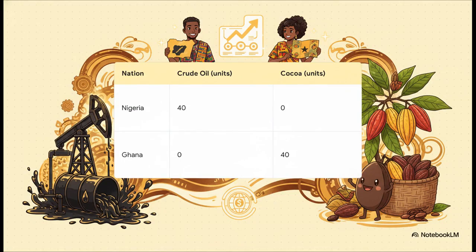So here's the magic. What happens if they both specialize? Nigeria decides, okay, we're going all in on oil, and Ghana says, we're going all in on cocoa. Now look at the totals. Just by focusing on what they do best, their combined output totally skyrockets.